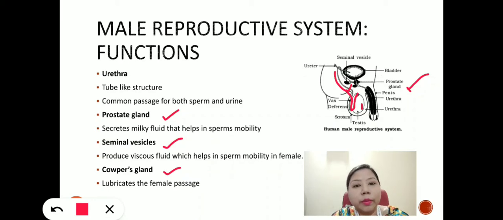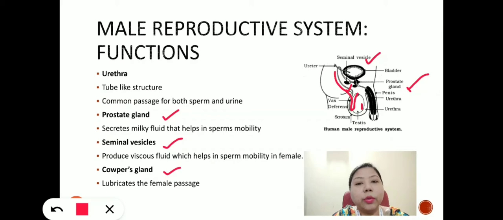It will also provide nourishment, nutrients to the sperm so that the sperm can survive. So when the sperm moves out of the testes and gets mixed with the secretion of the prostate gland, then it is called semen. Now the semen, as it passes through the vas deferens, will also move near another gland which is called the seminal vesicles. The seminal vesicle produces a viscous fluid which helps in sperm mobility in the female.